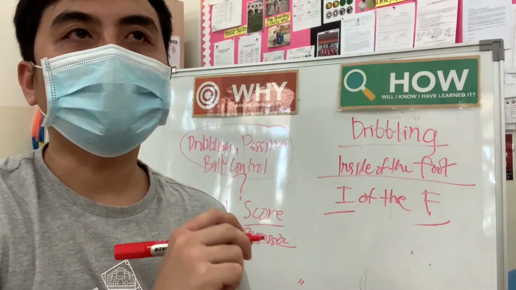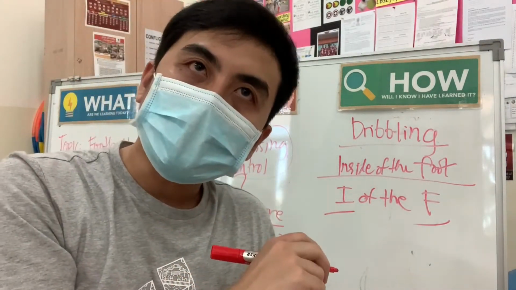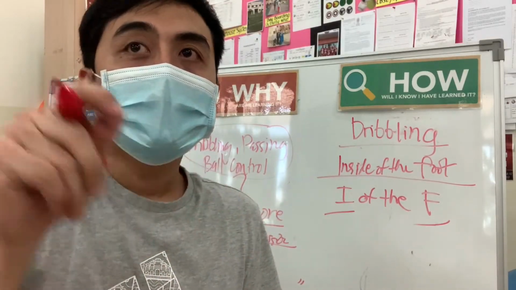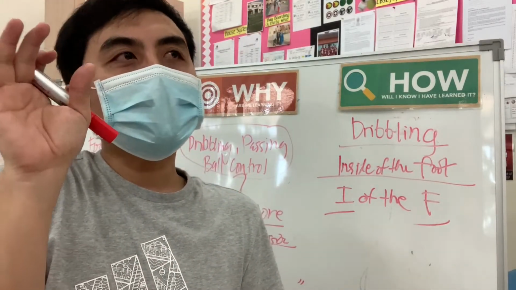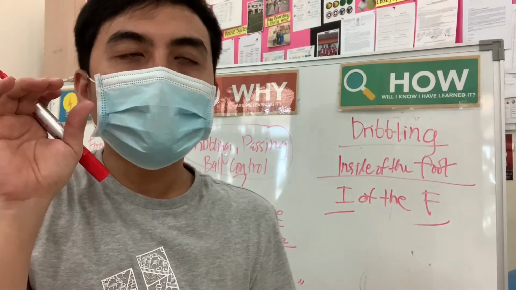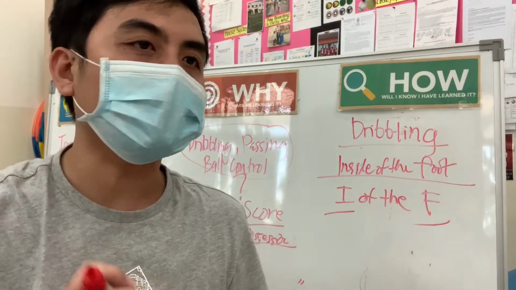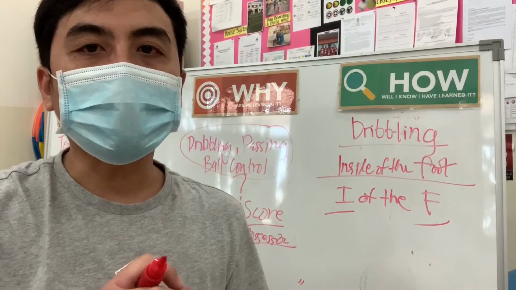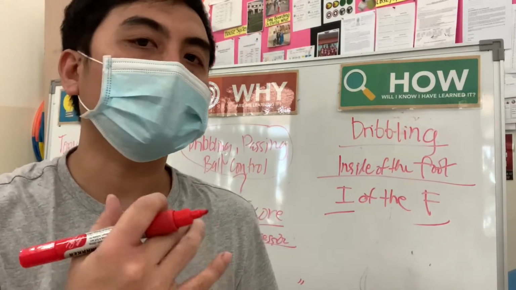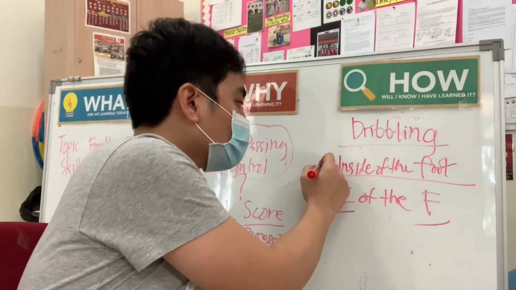In this way, if you say I of the F instead of saying inside of the foot, children will come to think, what is I of the F? And it has been proven that it has a better retain. So use I of the F. What is I of the F? Use inside of the foot. So this is one in dribbling.